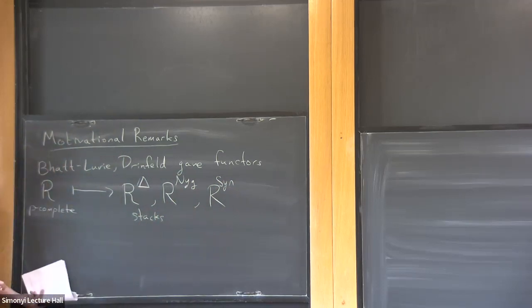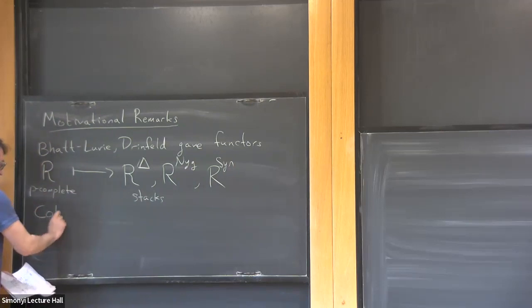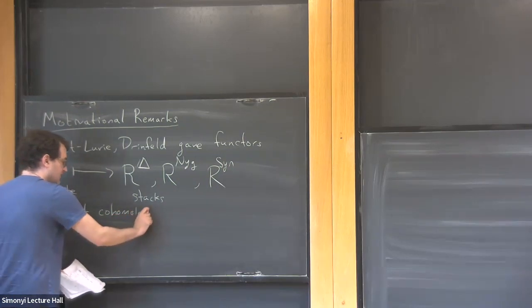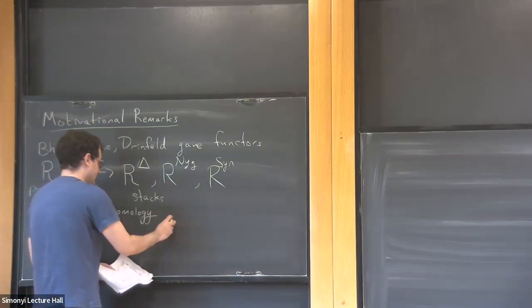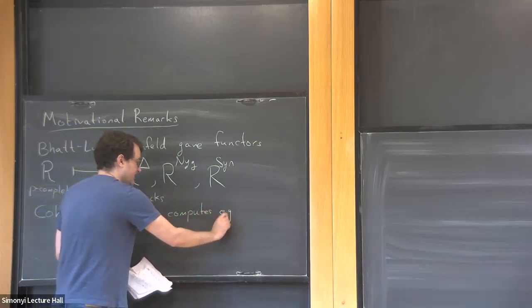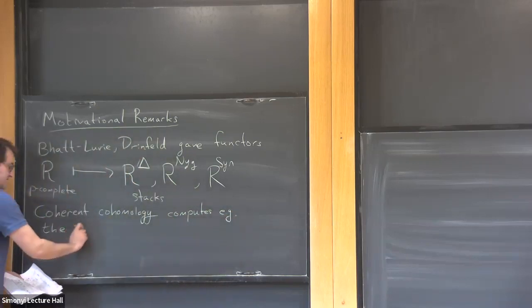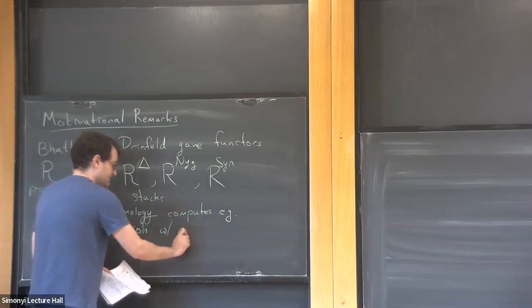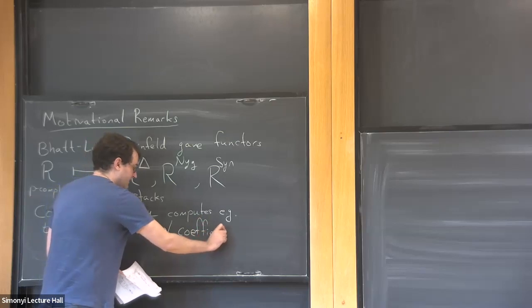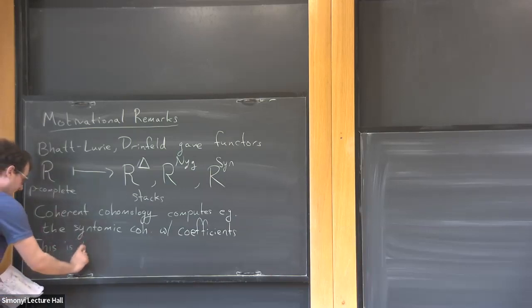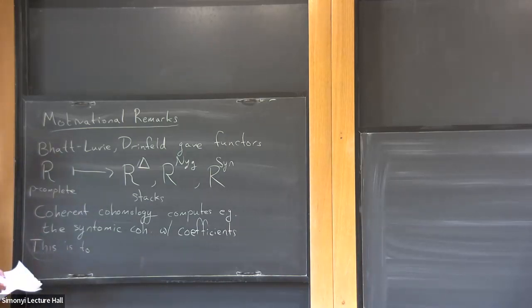And the coherent cohomology evaluated on these stacks computes, e.g., the syntomic cohomology of R, or the prismatic cohomology, depending on which stack you use, with coefficients. Coefficients being given by some kind of sheaf or perfect complex on these stacks. And this is the input to a variety of spectral sequences, the syntomic cohomology. It's a wonderful cohomology theory.